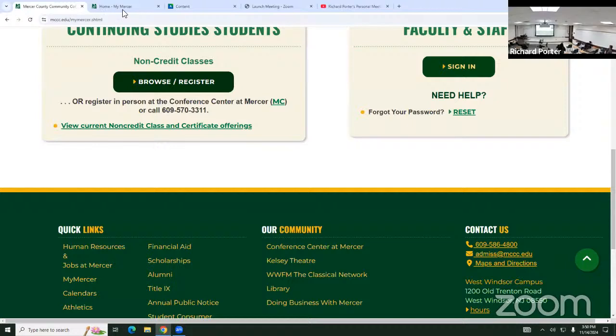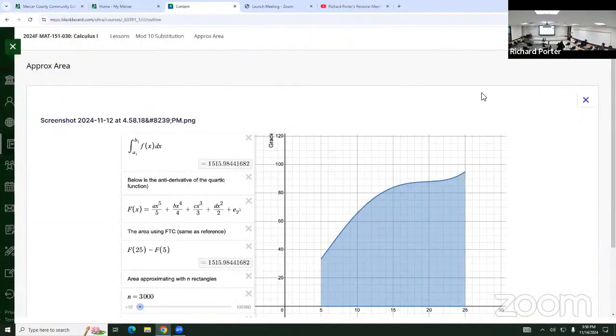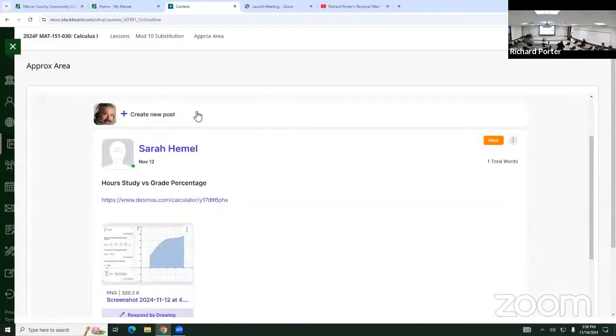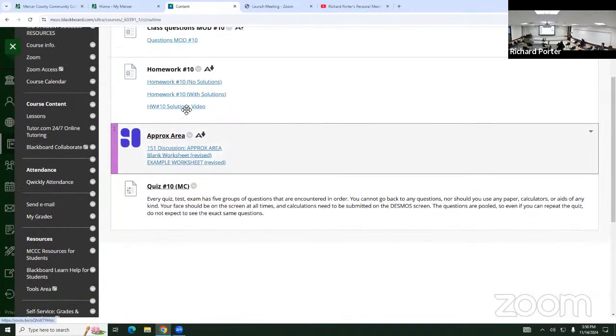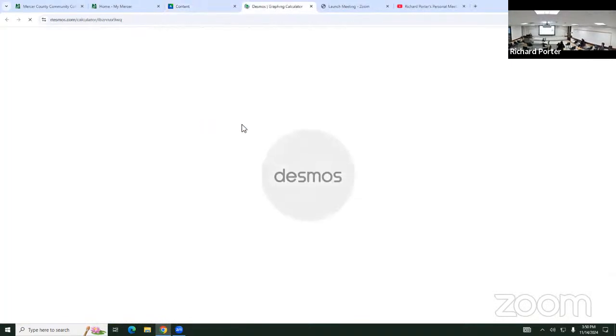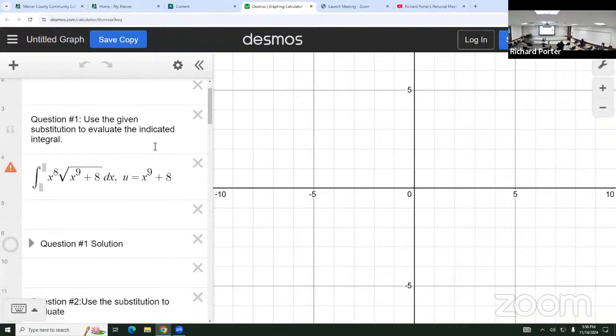Okay, where am I? Back to here. All right. So the last thing I have to do is go over what happened. So last time we went over the whole concept of substitution. Substitution undoes the chain rule.